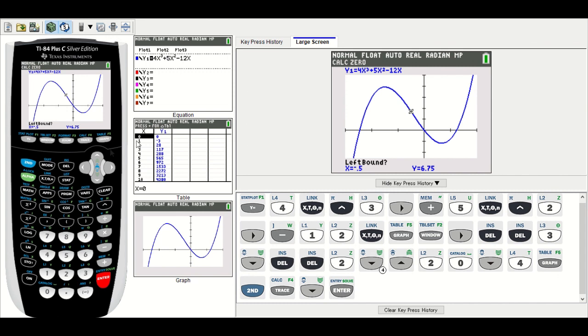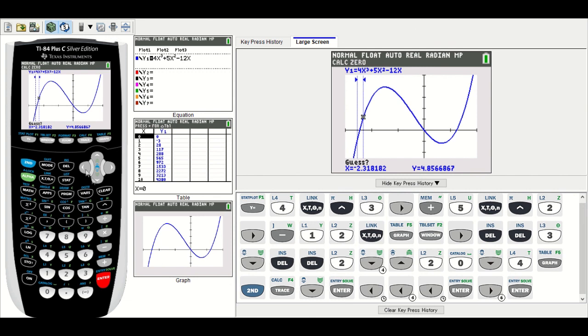By moving the left and right arrow keys, we can see the blinking cursor here. We have to move it anywhere on the left side of the zero that we're trying to locate. Press enter. And we want to know the right bound. Just move your cursor to the right side of that zero and press enter.